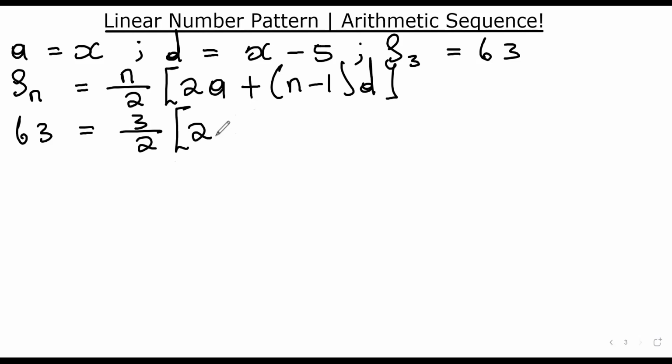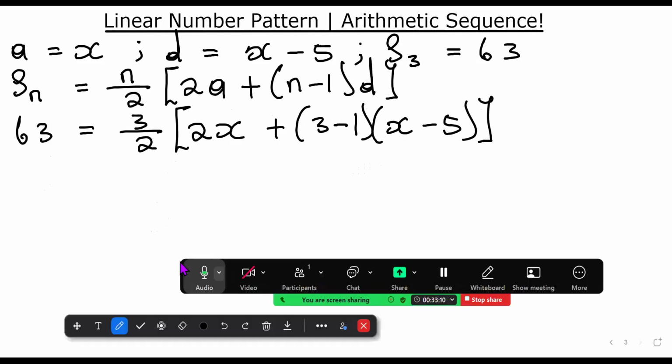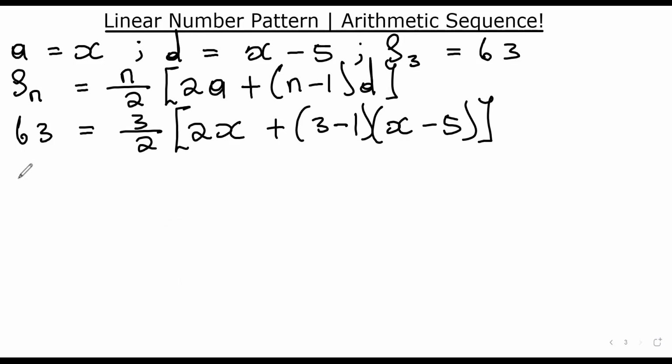And then, well, our a, which is the first term, it's x. The number of terms is 3. The constant difference will just be x minus 5. And then we can close our bracket. And right away, we really hate fractions. So we want to destroy this fraction. You can either divide both sides by 3 over 2, or you can multiply by the reciprocal on both sides, which is 2/3. And 63 times 2/3, we get 42.